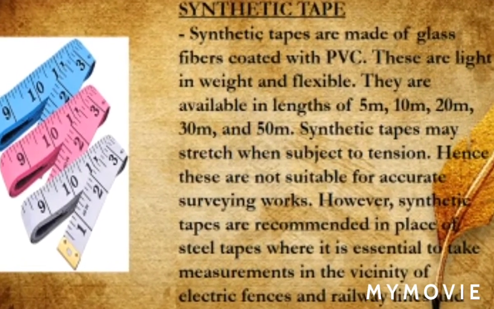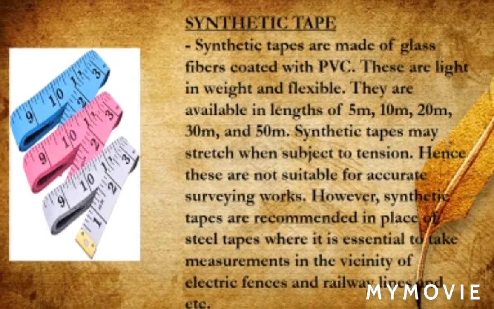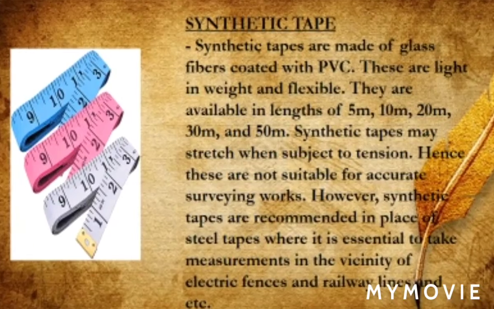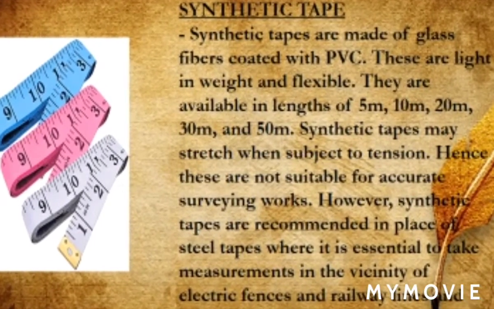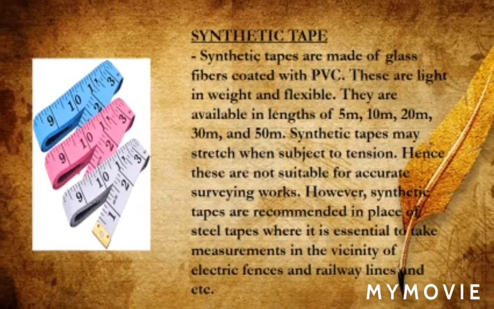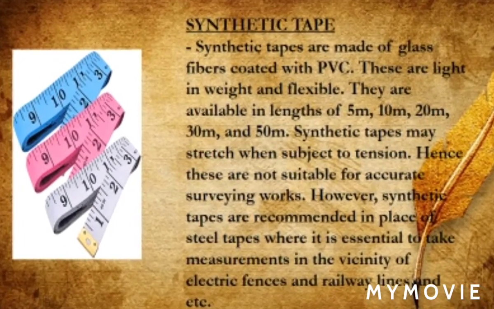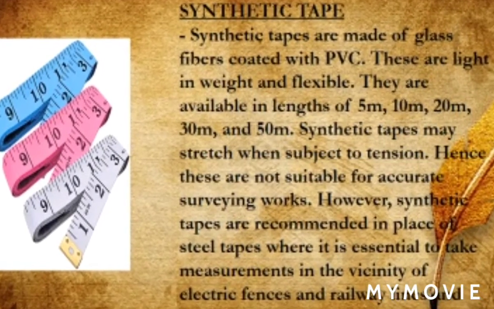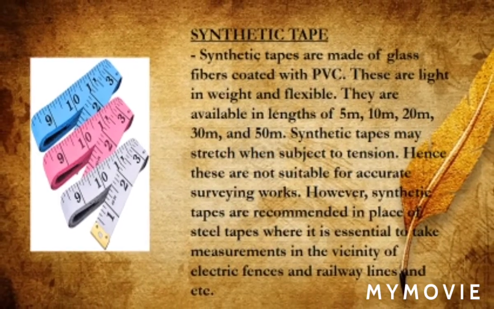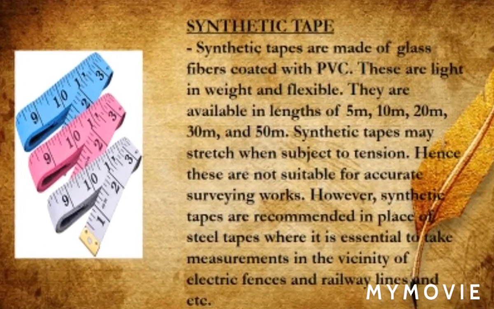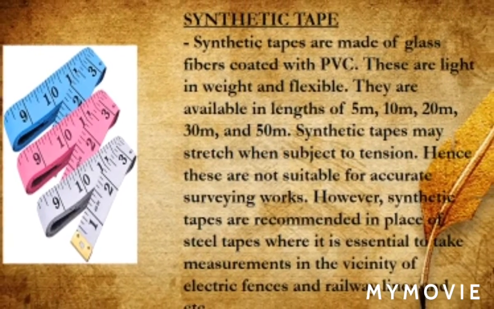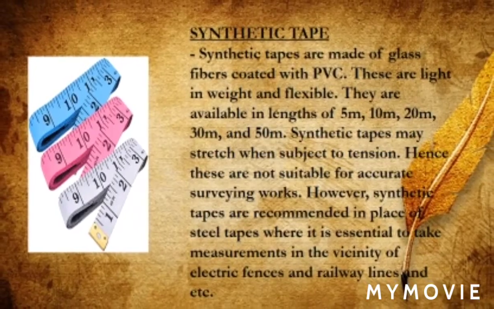These are light in weight and flexible. They are available in lengths of 5 m, 10 m, 20 m, 30 m, and 50 m. Synthetic tapes may stretch when subject to tension. Hence, these are not suitable for accurate surveying works. However, synthetic tapes are recommended in place of steel tapes where it is essential to take measurements in the vicinity of electric fences and railway lines and etc.